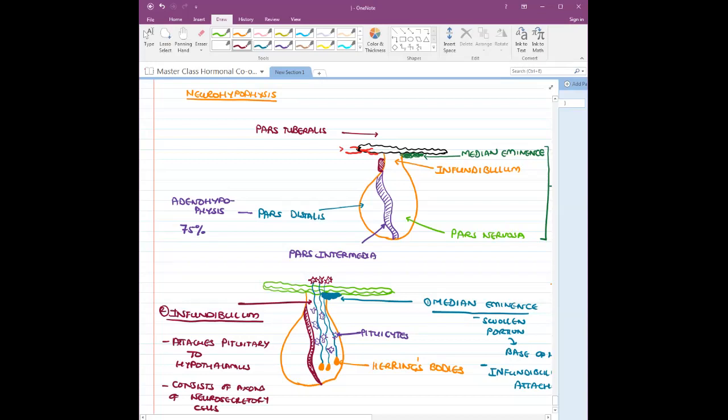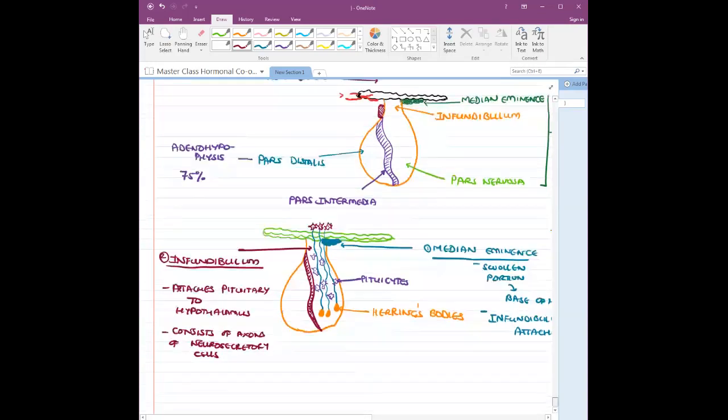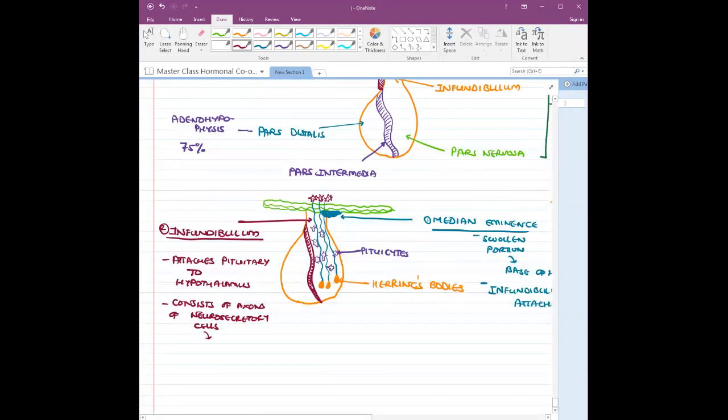Okay, that's it. That is what we need to know about this. And once again, guys, these neurosecretory cells, where are they located? These are going to be from your hypothalamus. Okay, so that's it. That is what we need to know with regards to the infundibulum, nothing more.